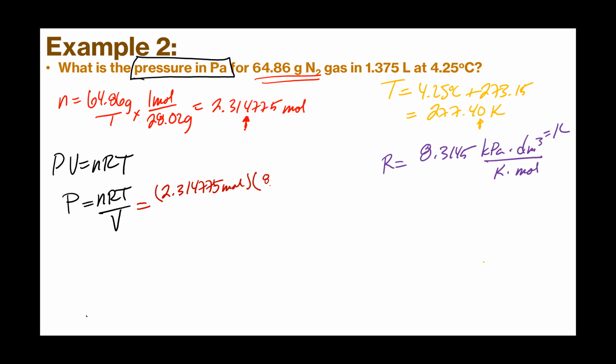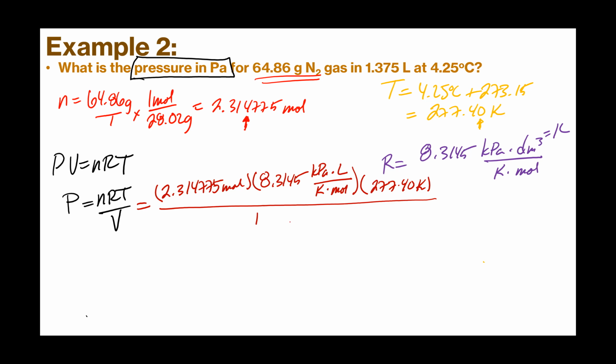All right. So this is 8.3145 kilopascals times liters over kelvins and moles. And our temperature was 277.40 Kelvin. And all of this is divided by the volume, which we were given, 1.375 liters. Okay. And when we math this out, we're going to get 3882.82832. I'm just kind of cramping my arm. And it's not even the arm I'm writing with. What the hell?